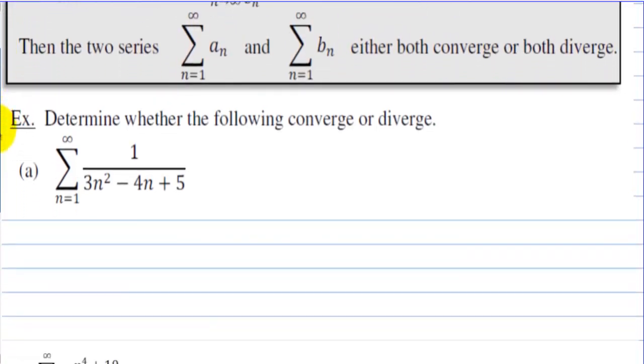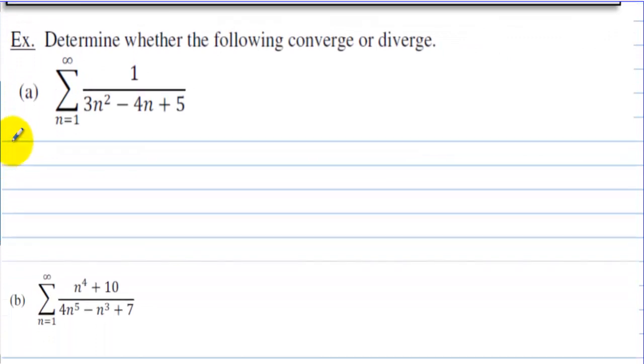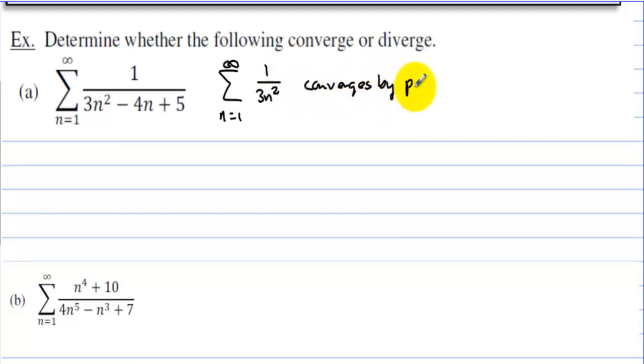Let's try examples here. Determine whether the following converge or diverge. In example A, we have 1 over 3n squared minus 4n plus 5. We're going to compare that to the sum from n equals 1 to infinity of 1 over, let's go with 3n squared. And this one converges by p-series. So we've established that the one we're comparing it to converges. Now let's do the limit comparison test.